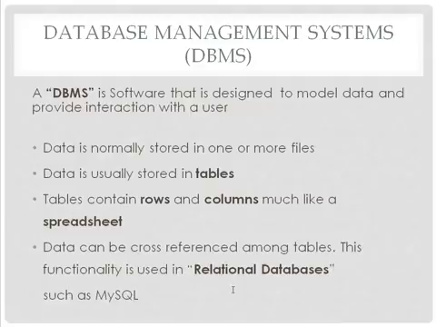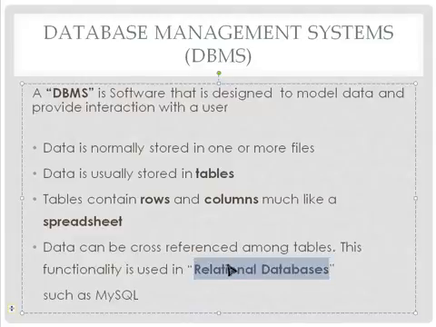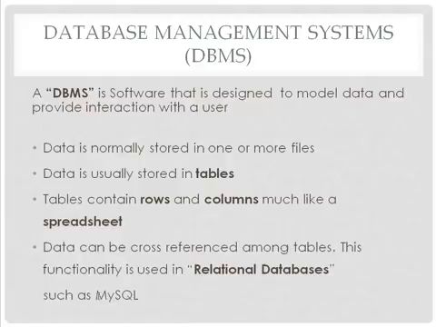These are just some quick facts about DBMSs. Data is usually stored in tables. Tables contain rows and columns, and this can look much like an Excel spreadsheet or another spreadsheet program, where you have headings, which would be the columns, and then you have rows of data. That's looked at as a table. Data can be cross-referenced among tables, and this is true if it's a relational database. We're going to be talking about relational databases more in this section, so I don't want to get too deep into that. But basically you can relate one or more tables together. And MySQL is probably the most popular relational database that's available.